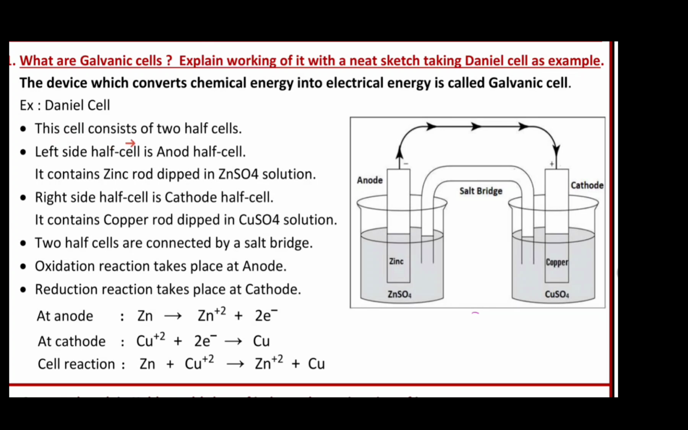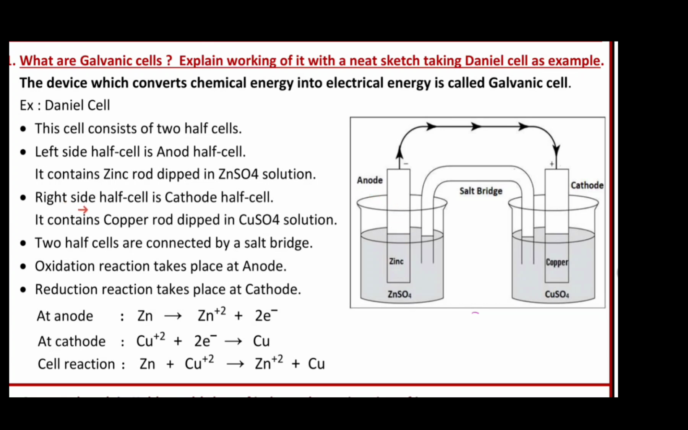The Daniell cell consists of two half cells, that is a left hand side half cell and a right hand side half cell. The left hand side half cell is anode half cell. It contains zinc rod dipped in zinc sulfate solution. The left hand side half cell is anode half cell and in which zinc rod is dipped in zinc sulfate solution. This zinc rod acts as anode.